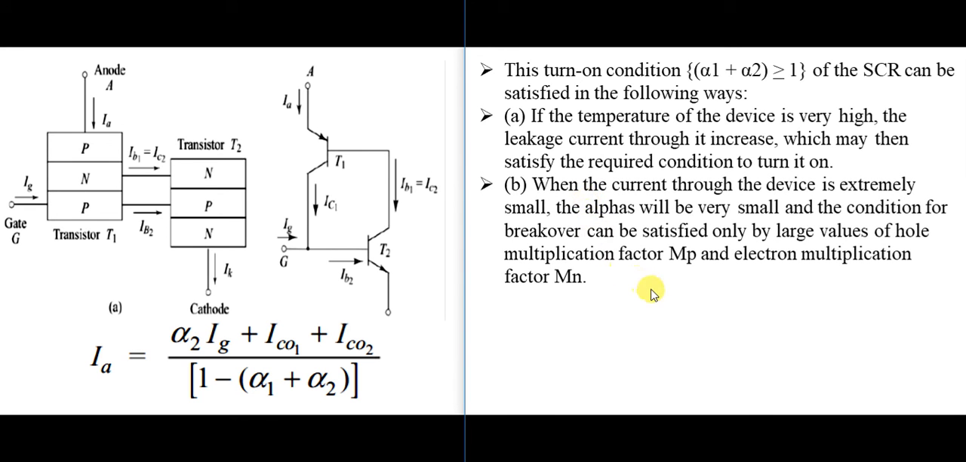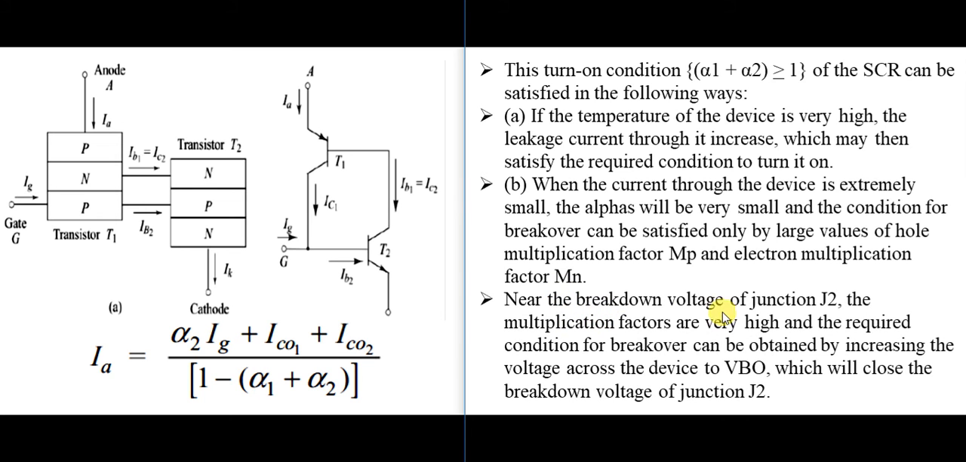So when the current through the device is extremely small, the alphas, that is the current gain, will be very small, and the condition for breakover can be satisfied only by large values of the hole multiplication factor, that is M of P, and the electron multiplication factor, M of N. So unless there is a large multiplication factor of the electrons and holes, there will not be an increase in the current, and if current is not increasing, the device will not turn on.